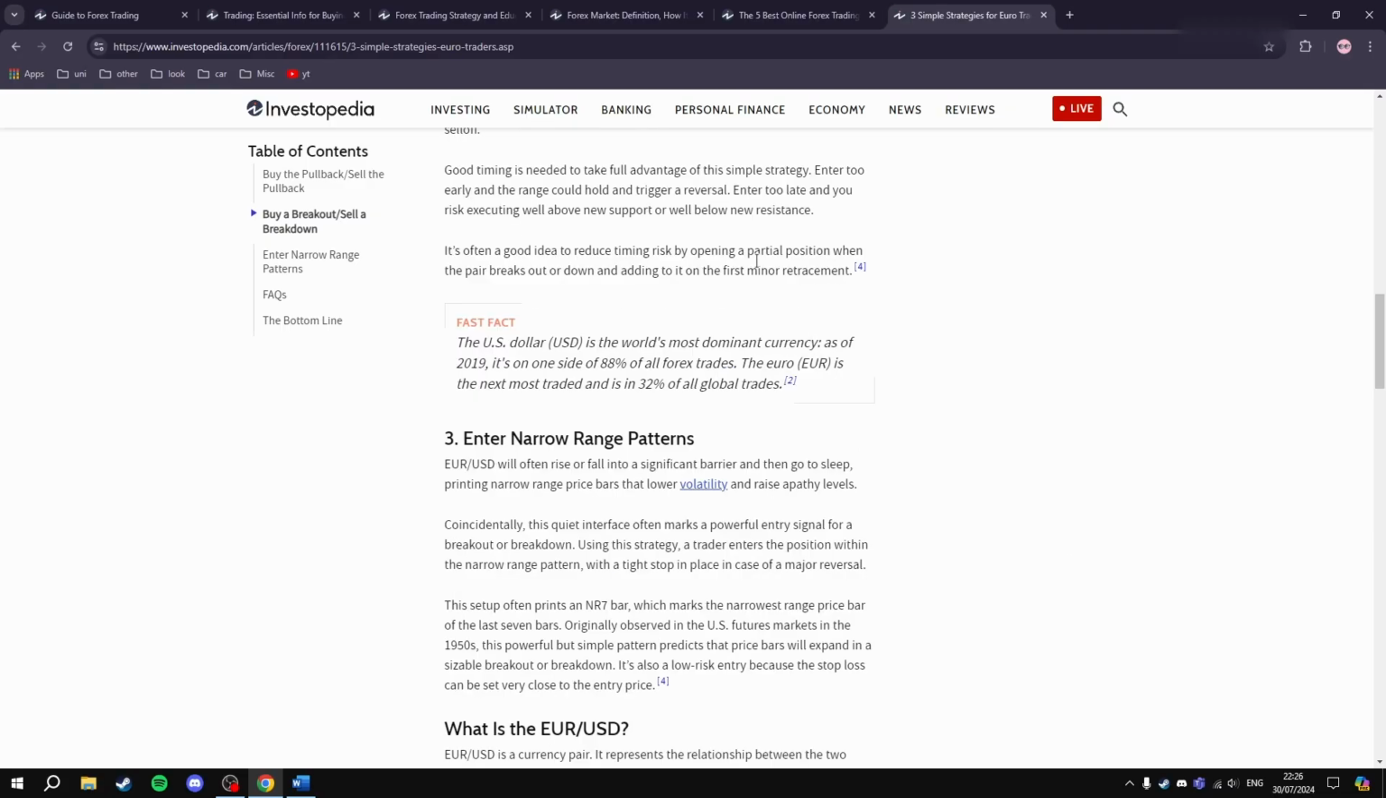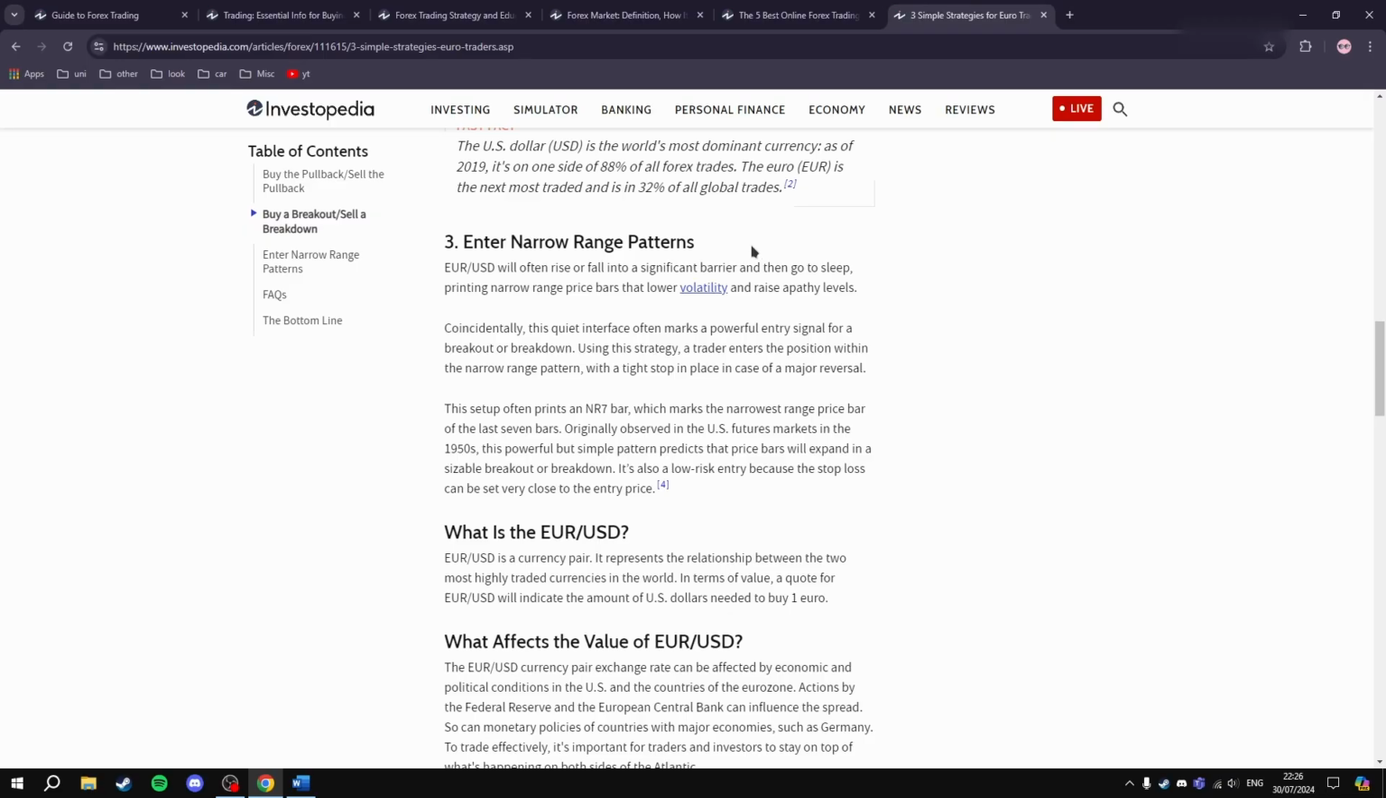Enter narrow range patterns. Euro USD will often rise or fall into a significant barrier and then go back to sleep, printing narrow range price bars at lower volatility and raised apathy levels. Coincidentally, this quiet interface often marks a powerful entry signal for a breakout or breakdown.